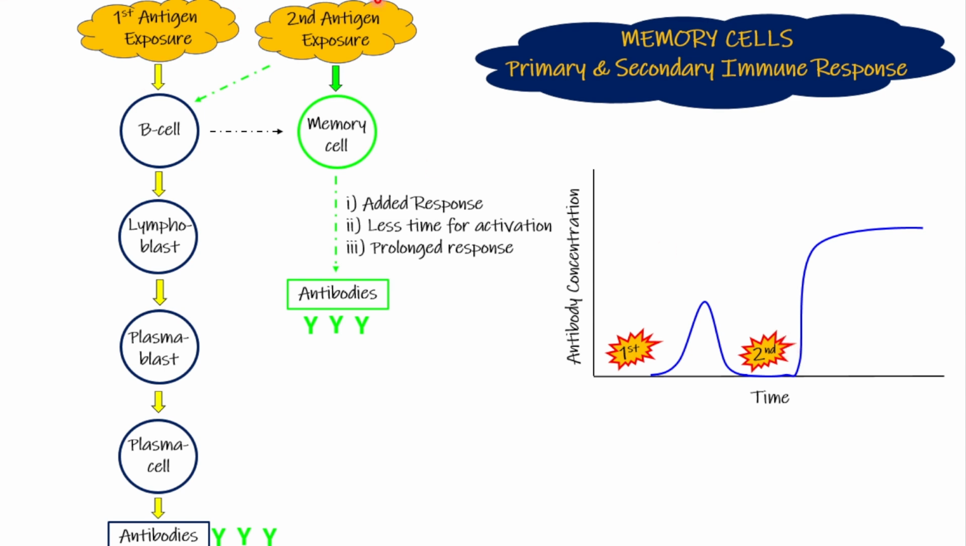So these are memory cells, and this is the primary and the secondary immune response. See you in the next part.